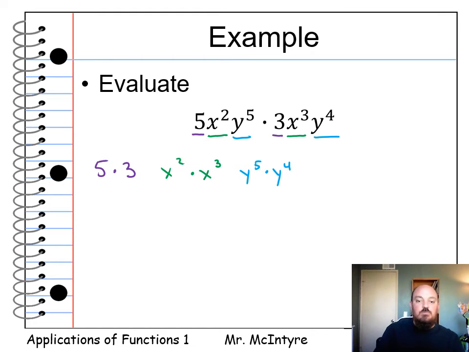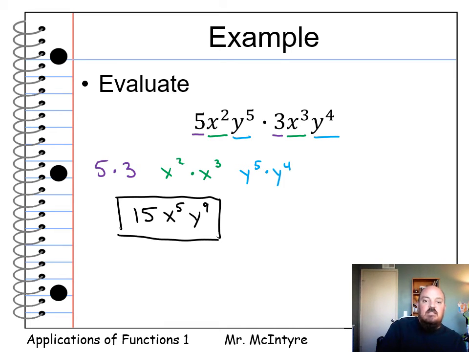Now let's put it all together and this will be our final answer. So the number part is easy. 5 times 3 is 15. For the other two parts, we're going to use the rule we just learned. We're going to add the exponents. So I do x squared times x cubed. I add those exponents. 2 plus 3 is 5, so I get x to the 5th power. And then the same thing with the y's. I'm going to leave the y. I have y to the 5th times y to the 4th. 5 plus 4 is 9. And that's my final answer. 15 x to the 5th y to the 9th power.